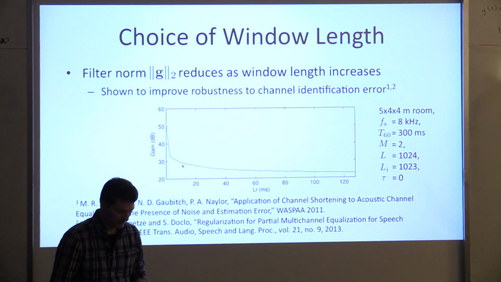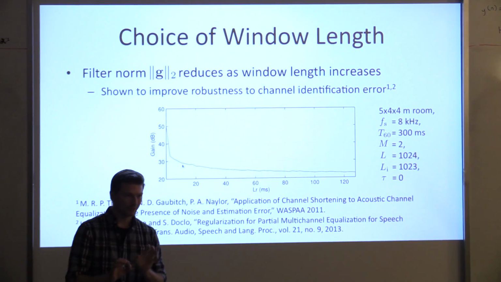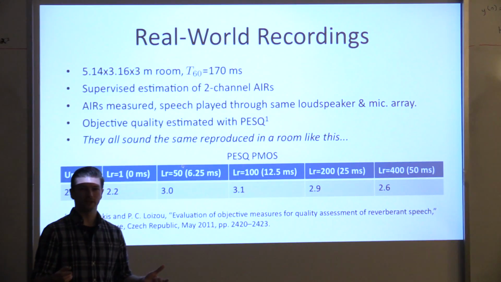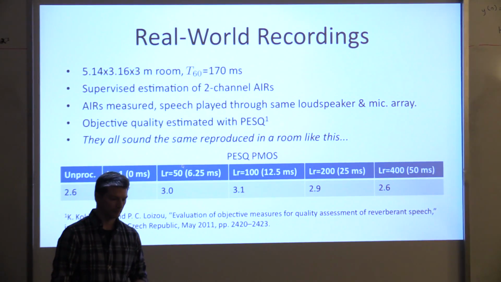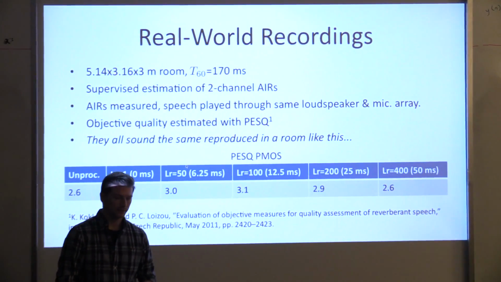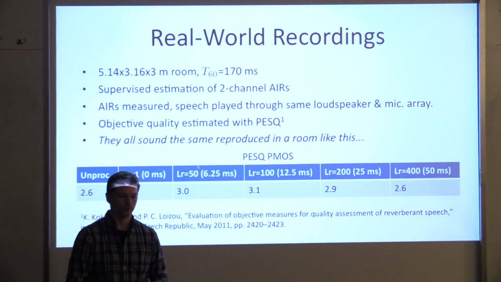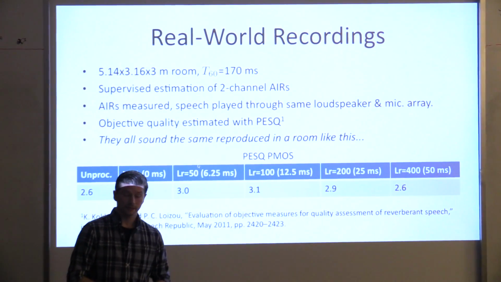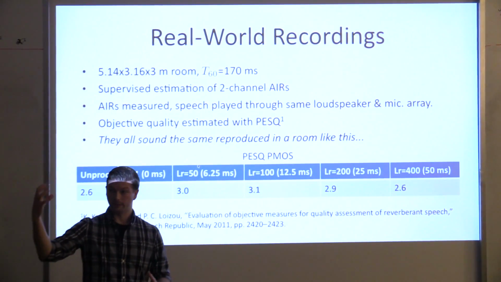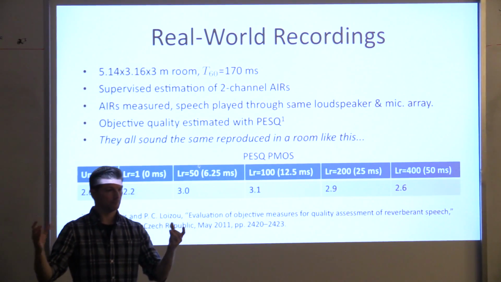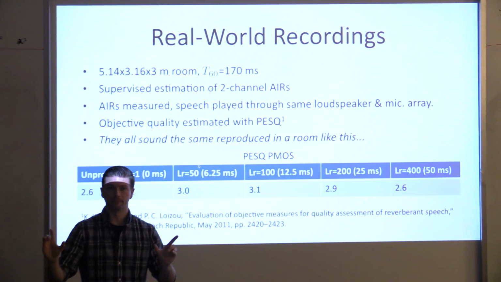But I got excited. I thought, well, we've got an algorithm here that might be able to do some dereverberation. So I went out and measured a real room, a room of 5 by 3 by 3 meters. T60 was 170 milliseconds, so it was like a reasonable conference room. And I did a supervised estimation of the impulse response between a loudspeaker and 2 microphones. So I had a good estimate of the acoustic impulse response.